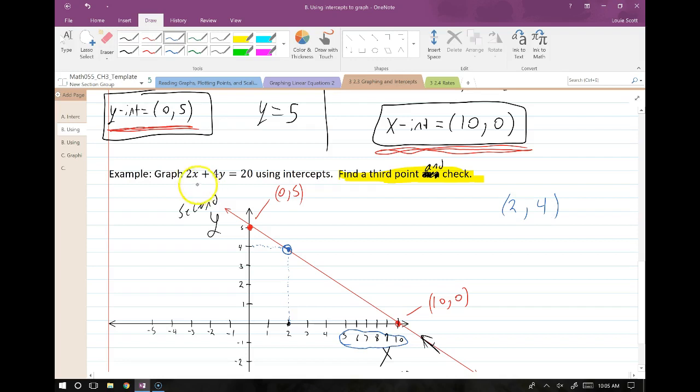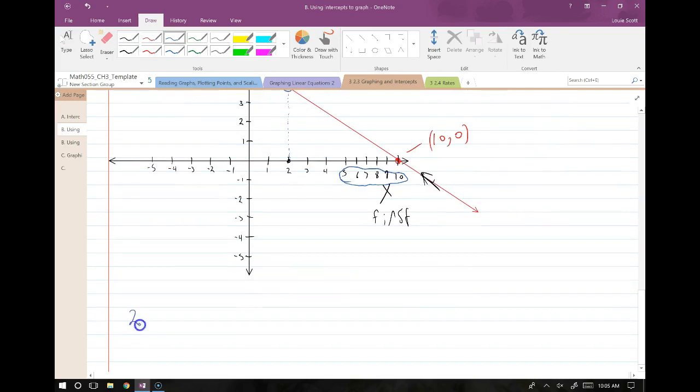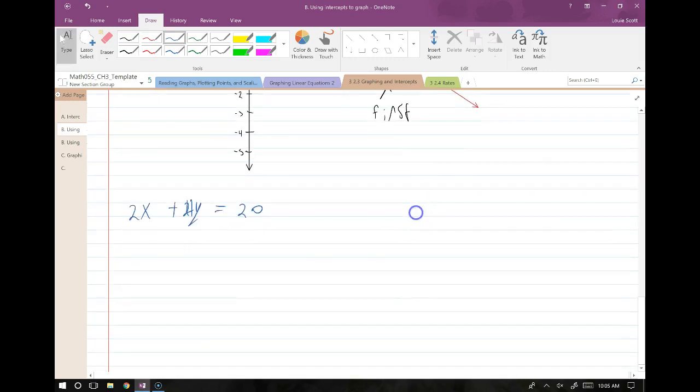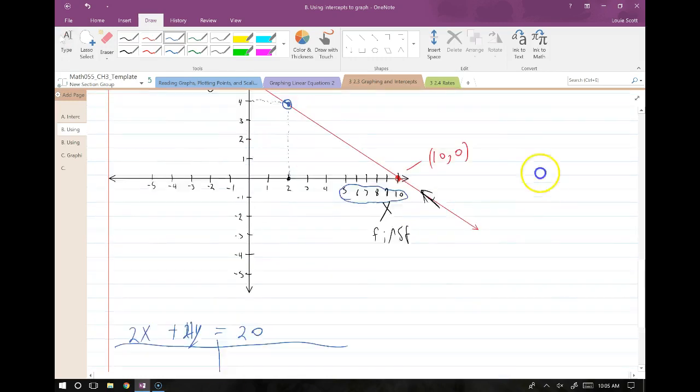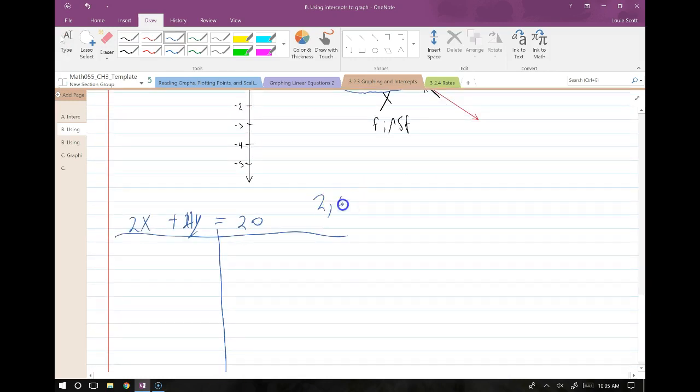And I want to know if it's a solution to this graph. So we're going to make our little table that we're so used to making. All right, so we have 2x plus, whoops, I think it's 4y equals 20. All right, we're going to draw our little table. And what's our point? 2, 4. We're going to test the point 2, 4.